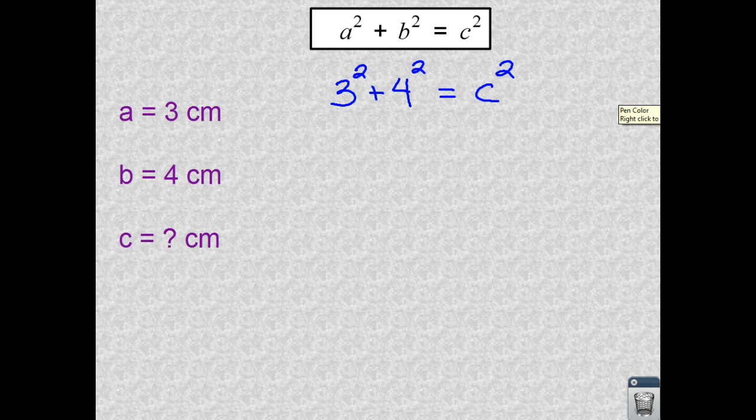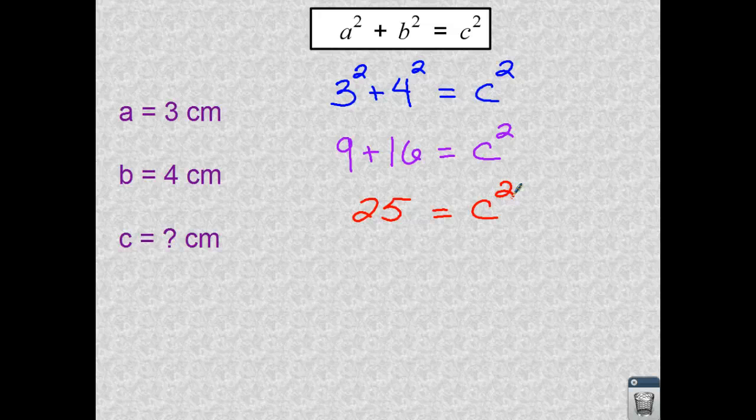All right, solving down the line, 3 squared is 3 times 3, which is 9, 4 times 4, which is 16, and that should be equal to c squared. 9 plus 16 is equal to 25. 25 is equal to the hypotenuse squared, and we don't want c squared, we want just 1c.